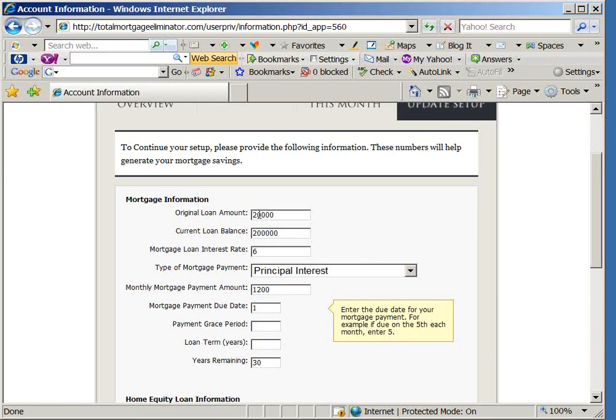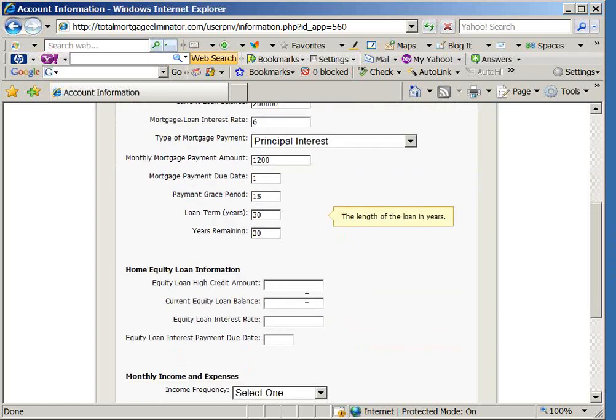His monthly mortgage payment is due on the 1st of the month. He has a 15-day grace period. And originally this was a 30-year mortgage, and there's still 30 years remaining because it's brand new.